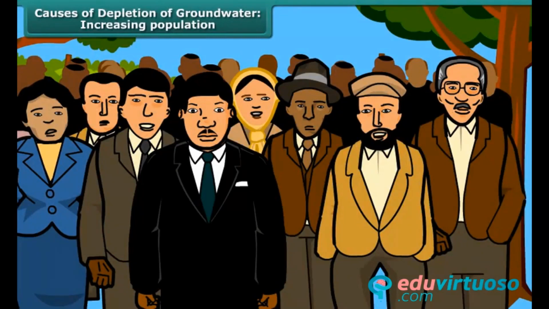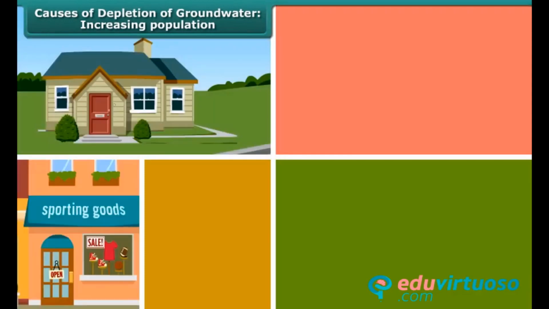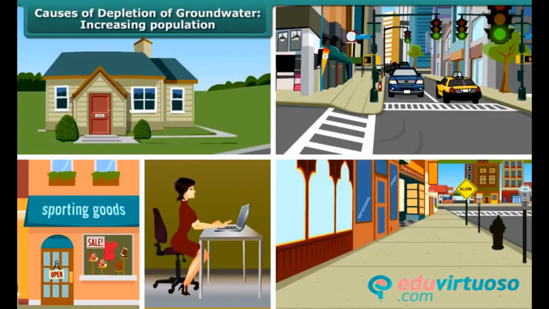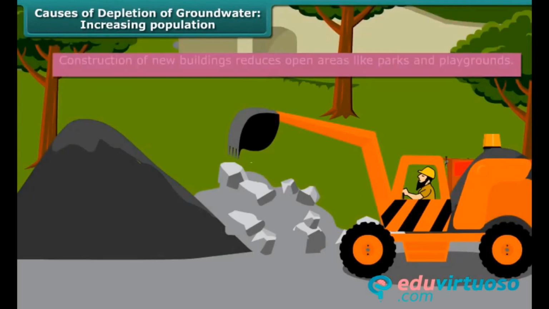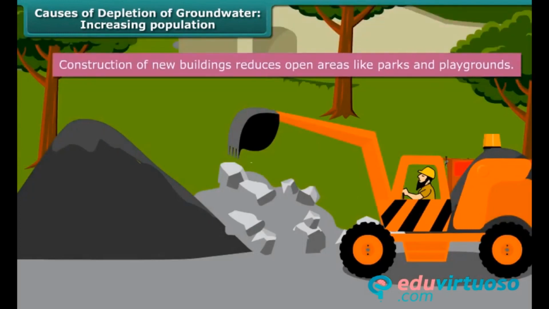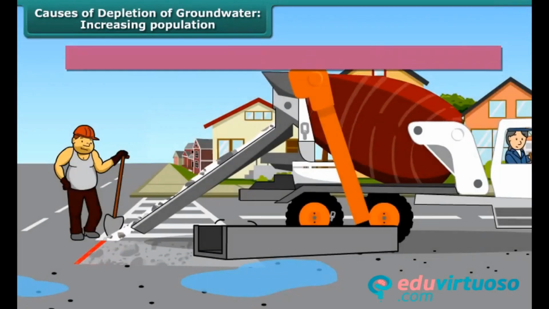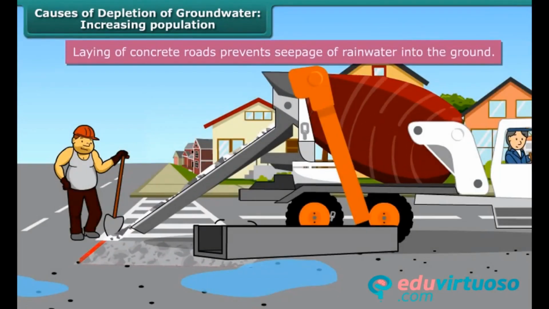World population, as we all know, is increasing fast. People need more space for houses, shops, offices, roads and pavements. Construction of new buildings reduces open areas like parks and playgrounds. Laying of concrete roads prevents seepage of rainwater into the ground.